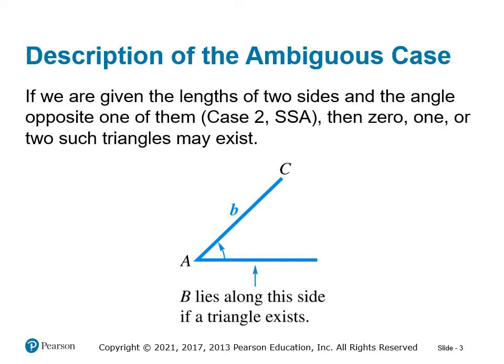So the description of the ambiguous case is that if we're given the length of two sides and the angle opposite them, so side-side-angle, then it's possible that we have no triangles with that data. One triangle or two triangles may exist. So we have to be very careful when we're given, again, a side-side-angle. So two sides and an angle that is not between them, okay?